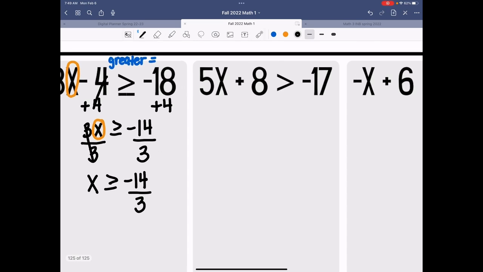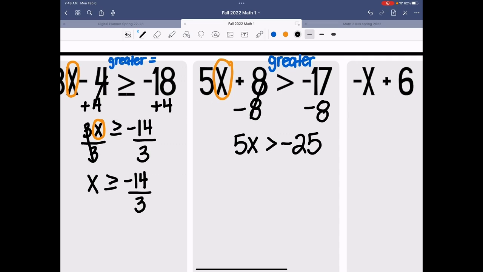All right, so this one is greater than, no equal to. And we're solving for x here. So the first thing we're going to do is, since we have plus 8, we're going to do minus 8. So we have 5x is greater than negative 25. And we're going to divide by 5. Now, 5 is positive, so we do not need to flip the sign. So x is greater than negative 5.